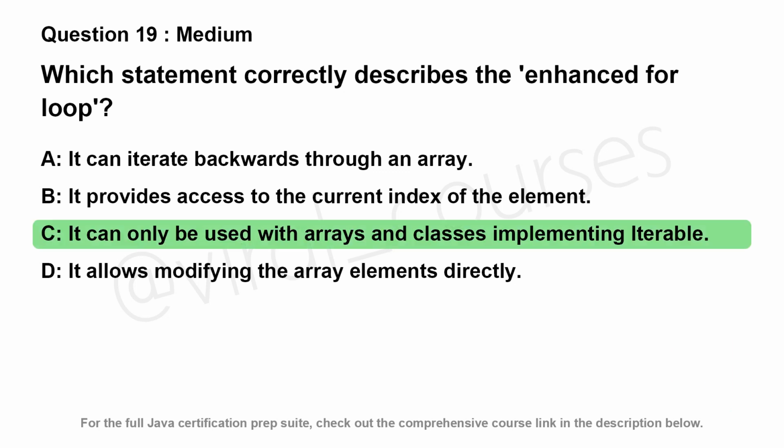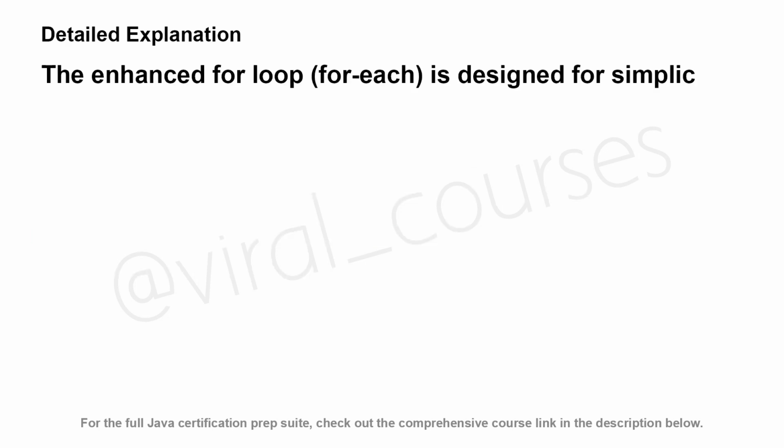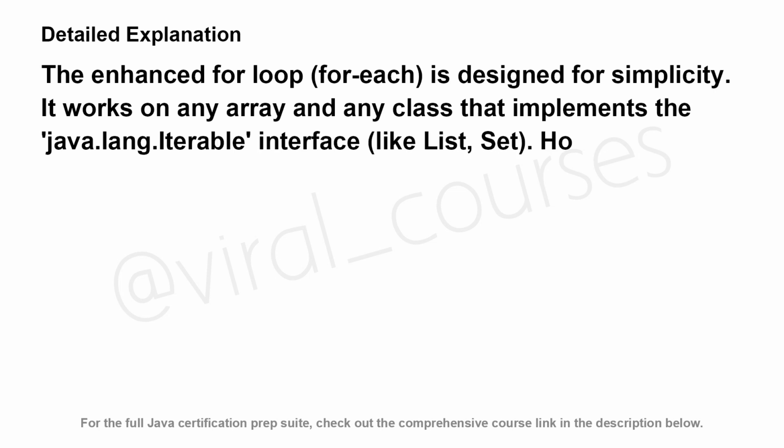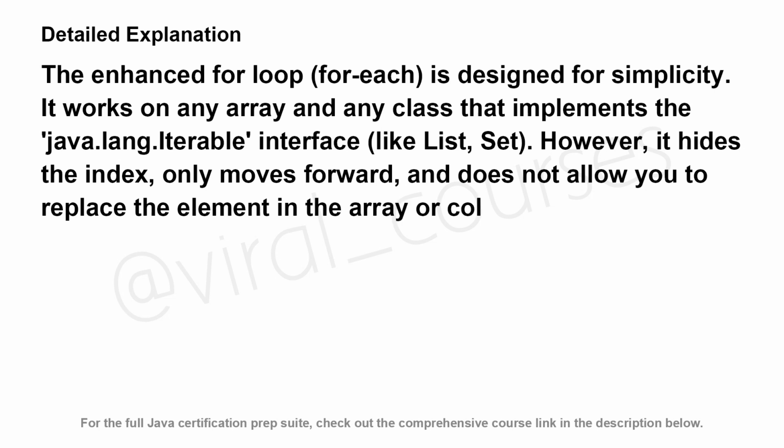The correct answer is C. The enhanced for loop, for-each, is designed for simplicity. It works on any array and any class that implements the java.lang.Iterable interface, like List and Set. However, it hides the index, only moves forward, and does not allow you to replace the element in the array or collection during iteration.